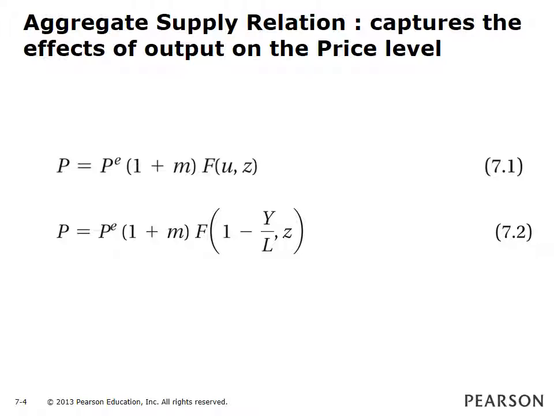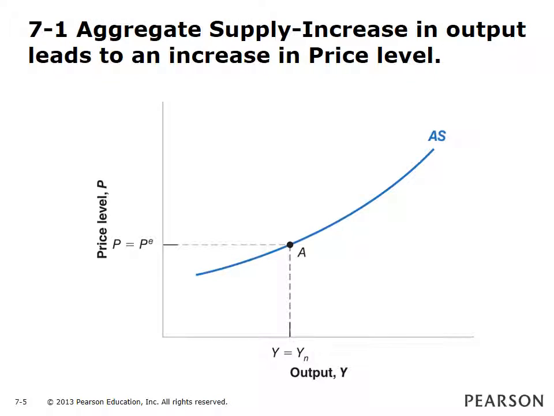Equation 7.2 shows that the price level depends on the expected price level PE and the level of output Y, and also m, z, and L, but we do take those as constant here. Note two key features of the AS relation. One, an increase in output leads to an increase in the price level P through a four-step process.